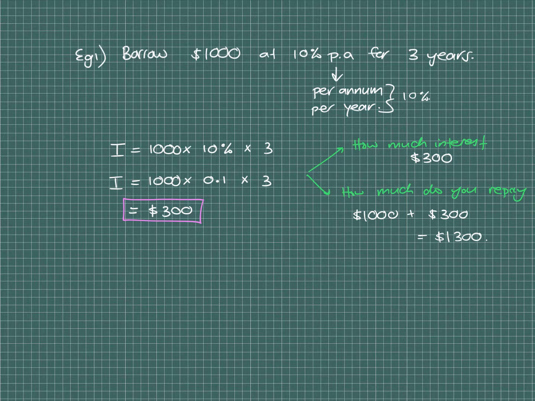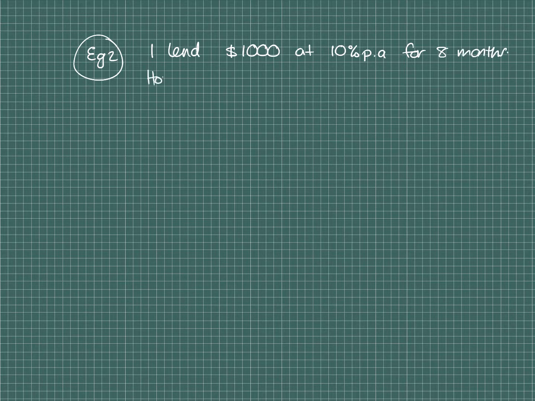So let's look at a slightly harder example. Example 2. Let's say, for example, in this case, I lend $1,000 at 10% per annum for 8 months. How much interest do I earn? It's a good idea, guys, to write these questions out, by the way, and make sure you write the working out into your book, so you've got these for later reference.